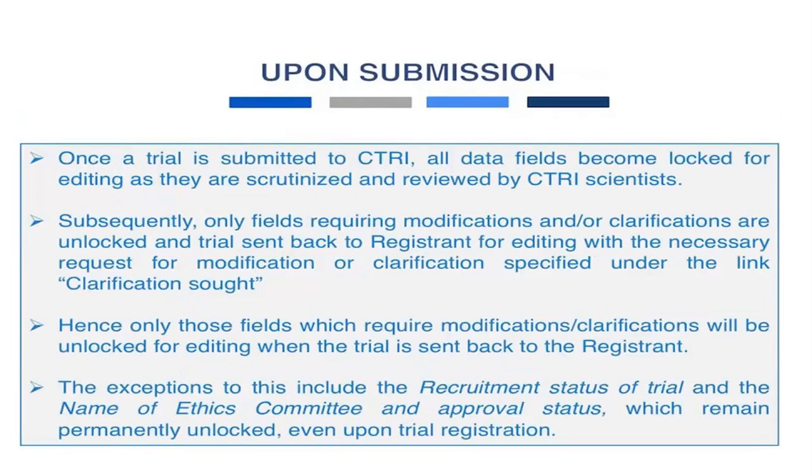As I said, this is available to the administrator, and all fields get unlocked, right? They became locked for editing as they are scrutinized. Subsequently, only the fields requiring modification or clarification are unlocked and the trial is sent back to the registrant. That means only the fields which require modification go to the registrant, but all the fields are made available to the administrator. If they require some modification, they can send any field to the registrant for editing, with the necessary request for modification or clarification specified under the link clarification sought.